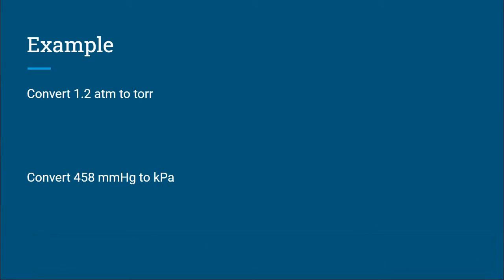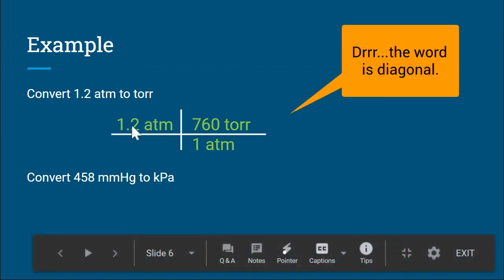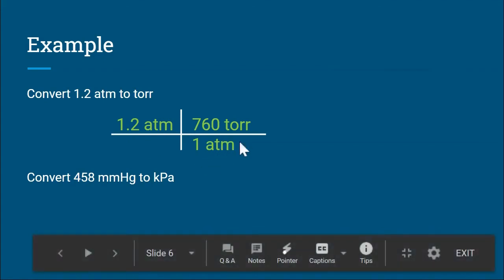Let's say you have a question that says convert 1.2 atmospheres to the unit torr. Well, like we just said, 1 atmosphere is equal to 760 torr, so you can use dimensional analysis or your train track system. If you got atmospheres here, you got to have atmospheres down here so that this cancels. And when you do that, you just multiply 1.2 times 760 divided by 1, and you get 912 torr.